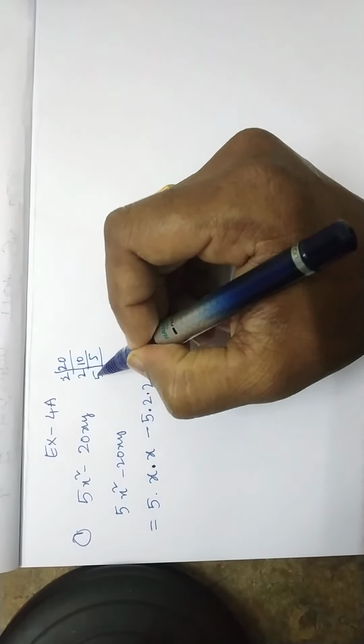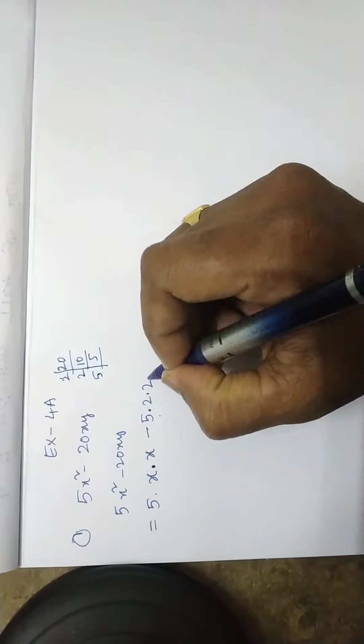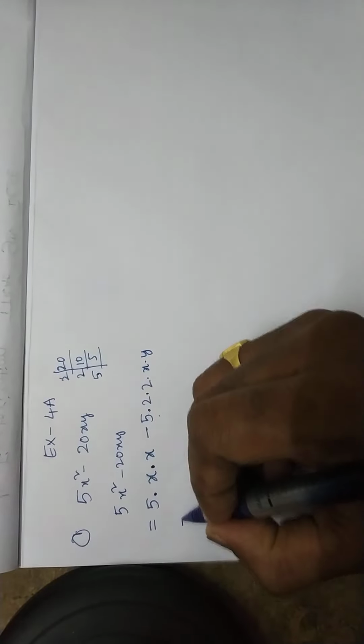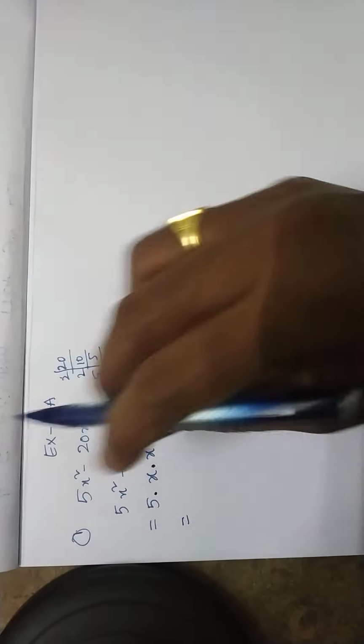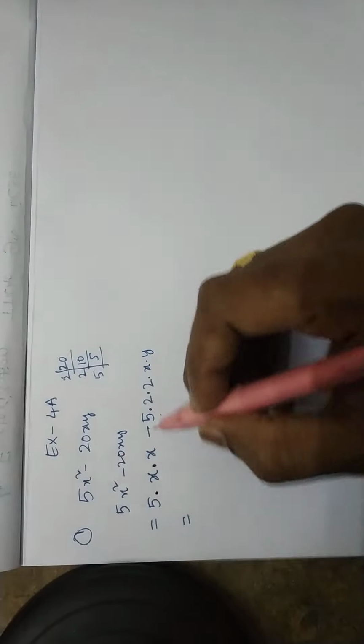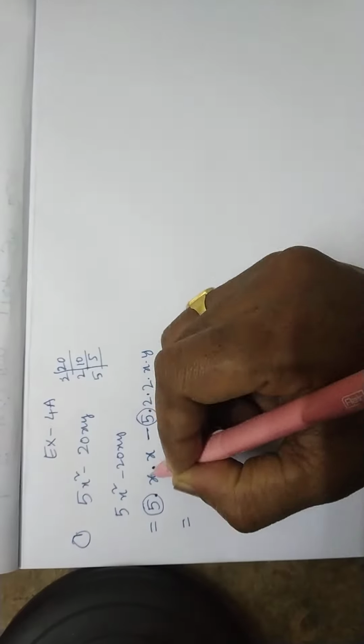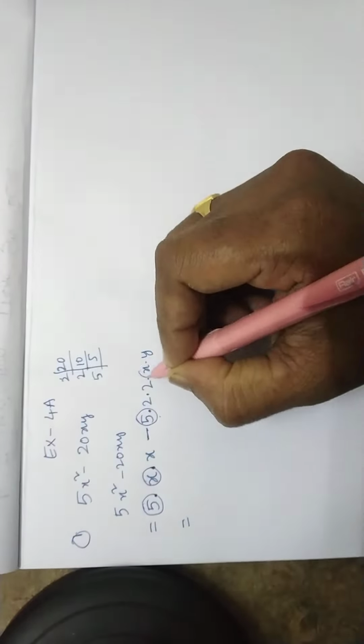So 2 into 2 into 5 or 5 into 2 into 2. So this is x into y. These dots are multiplication symbols. Okay, it is not a decimal number. So what you do, you just circle what is common before the minus and after the minus. 5 is common. Here also 5 is common. 1x is common. X is also common.